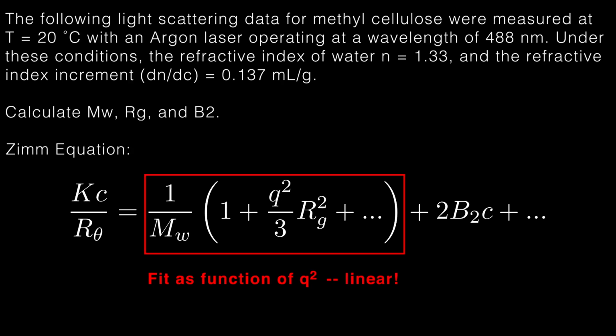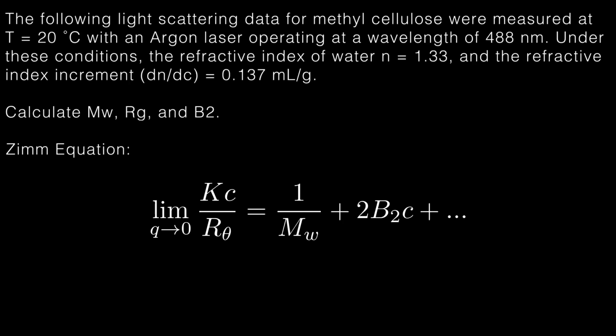You can see that if we plot Kc divided by R theta as a function of Q squared, we can fit this, and what we'll obtain from the slope is Rg squared. Then finally, if we let Q go to 0, our data Kc divided by R theta will be equal to 1 over the molecular weight plus 2 times the second virial coefficient times concentration. So if we fit this data as a function of concentration, the slope of that line will give us 2 times the second virial coefficient.